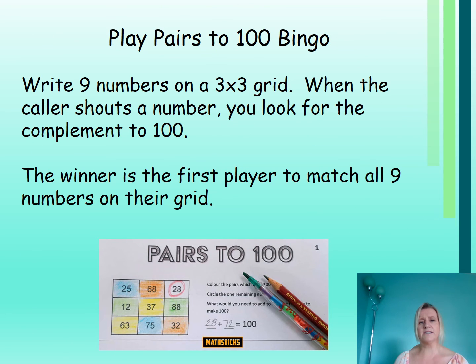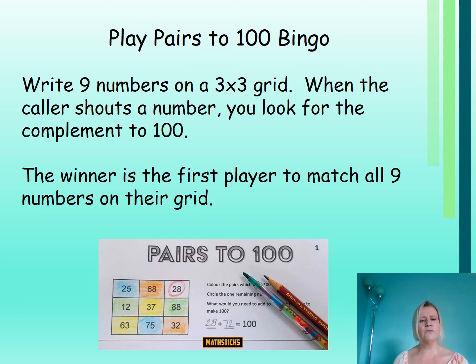This activity isn't a subtraction activity, but it uses complements to 100, which gets used a lot in lots of our different strategies. So I thought it would be a useful activity to include. It's a bingo game. The first thing you have to do is to make your bingo grid. Draw a 3x3 grid on a piece of paper and write any 9 numbers within that grid. Make sure the numbers though are less than 100.